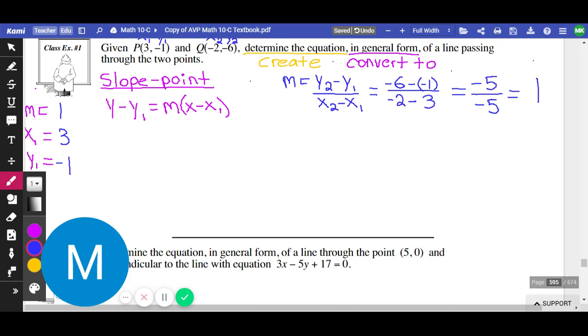I now can create my slope point form by substituting these 3 things. I would have y minus -1 equals m, which is just 1, times x minus 3. This is an equation with the slope that's in between these 2 points, and it would go through both of them.